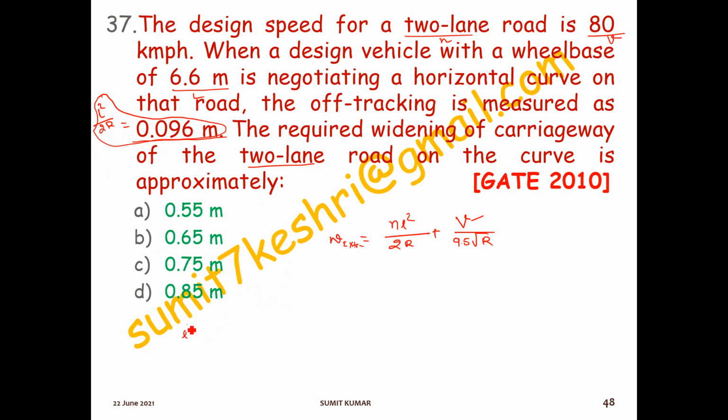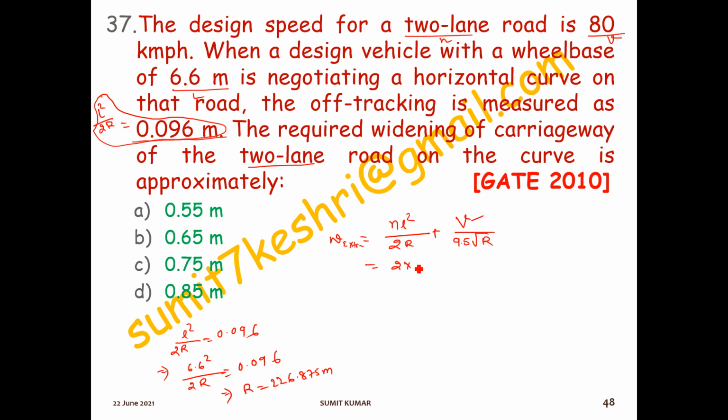Okay, here L square by 2r is given as 0.096, where L is 6.6. So 6.6 square by 2 into r equals 0.096. From here we can find the value of r as 226.875 meter.